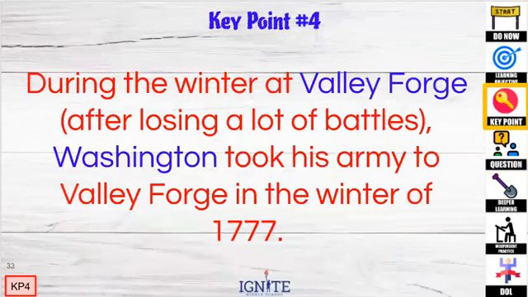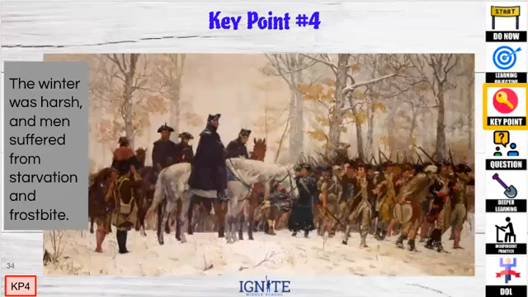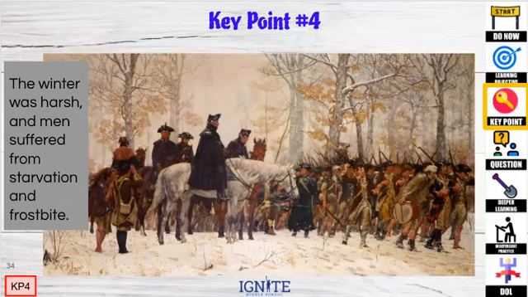Key point 4. During the winter at Valley Forge, after losing a lot of battles, Washington took his army to Valley Forge in the winter of 1777. Valley Forge is a really famous time in the Revolutionary War period. George Washington, in this winter of 1777 to 1778, takes his disorganized militia to Valley Forge.